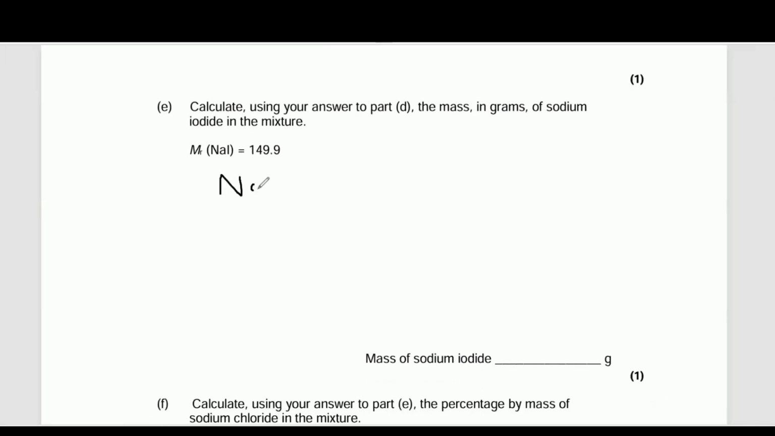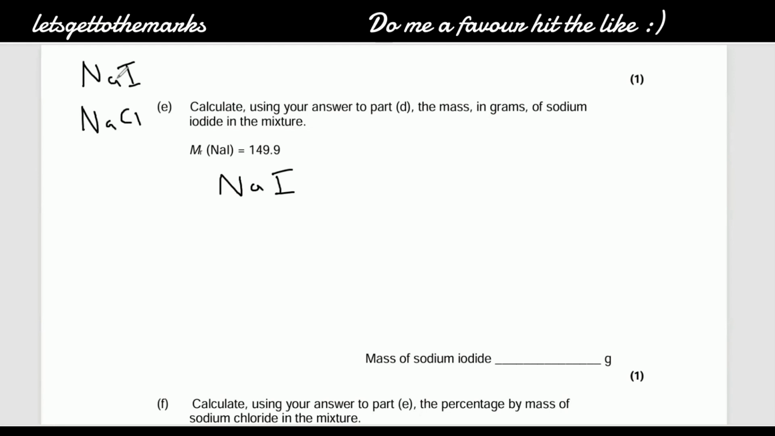Essentially, if we did the reaction, the sodium iodide was in the original mixture, right? The original mixture contained sodium iodide and sodium chloride. They did a reaction, and the sodium iodide reacted with the silver ions. It was a one-to-one reaction, okay?